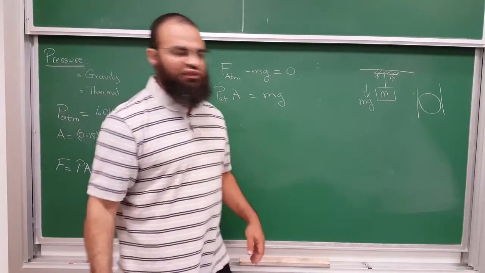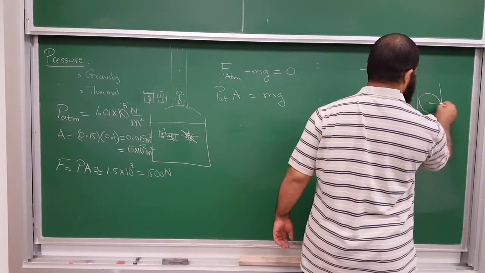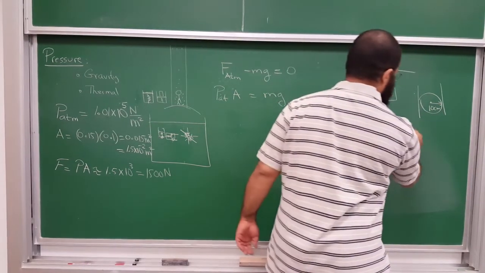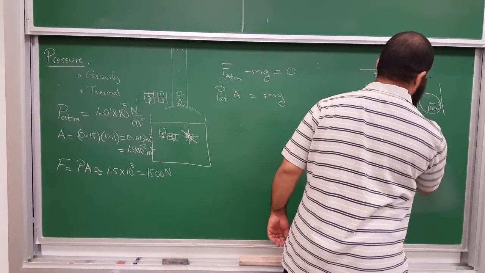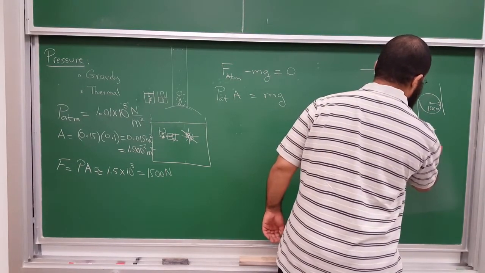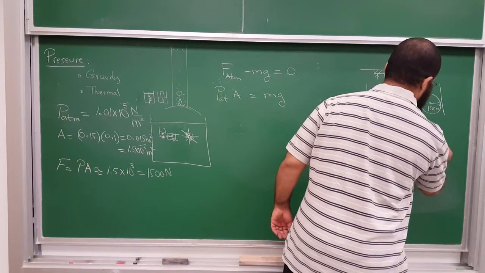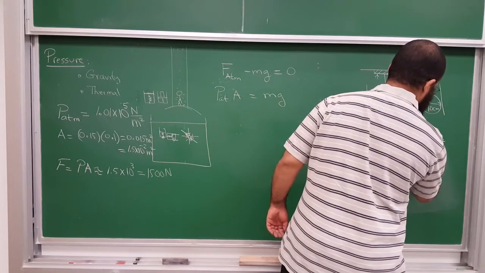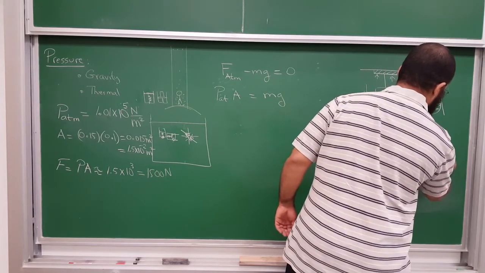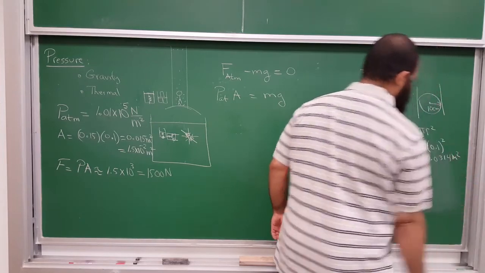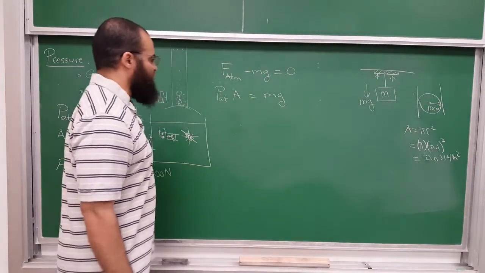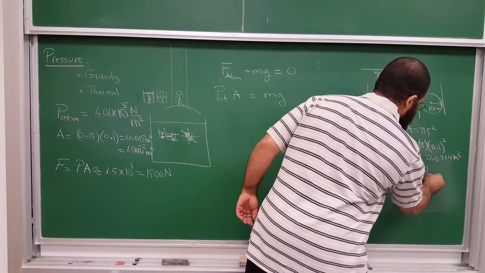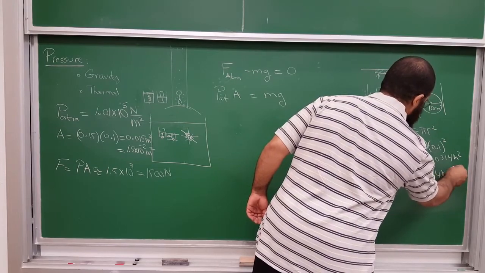Now what's the area of a suction cup? Well, let's say it is radius 10 centimeters, and so the area would be pi r squared, pi times 0.1 to the power 2, and that's 0.0314 square meters, or 3.14 times 10 to the minus 2.